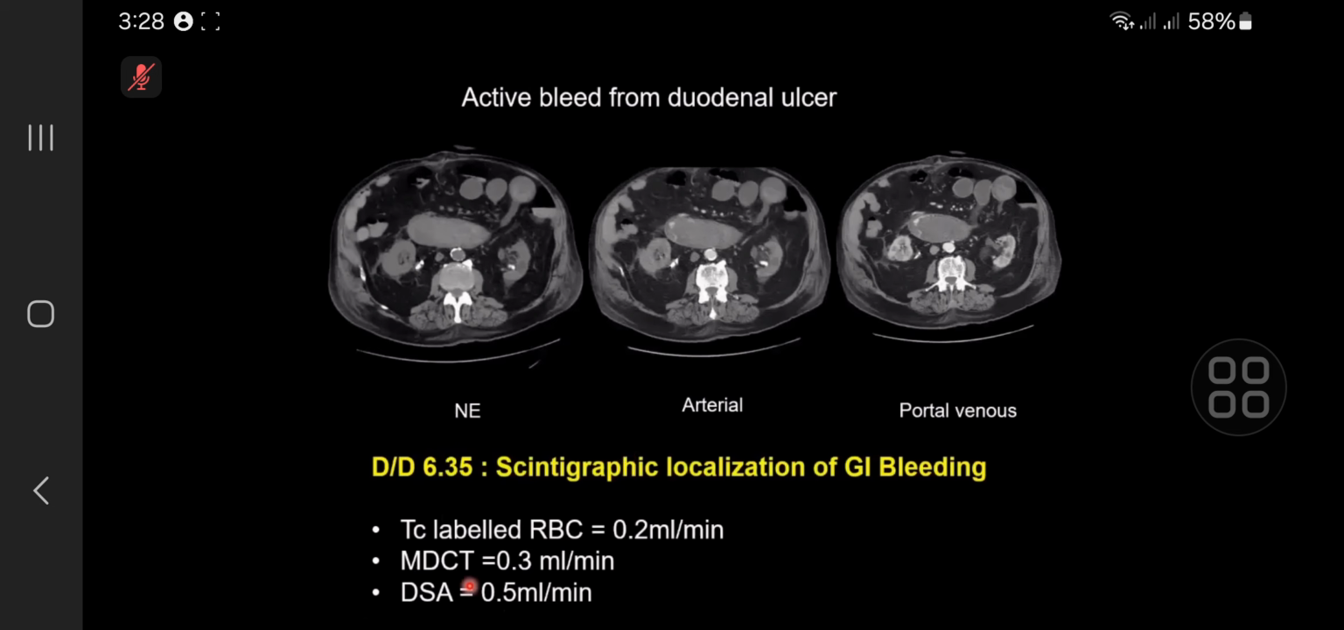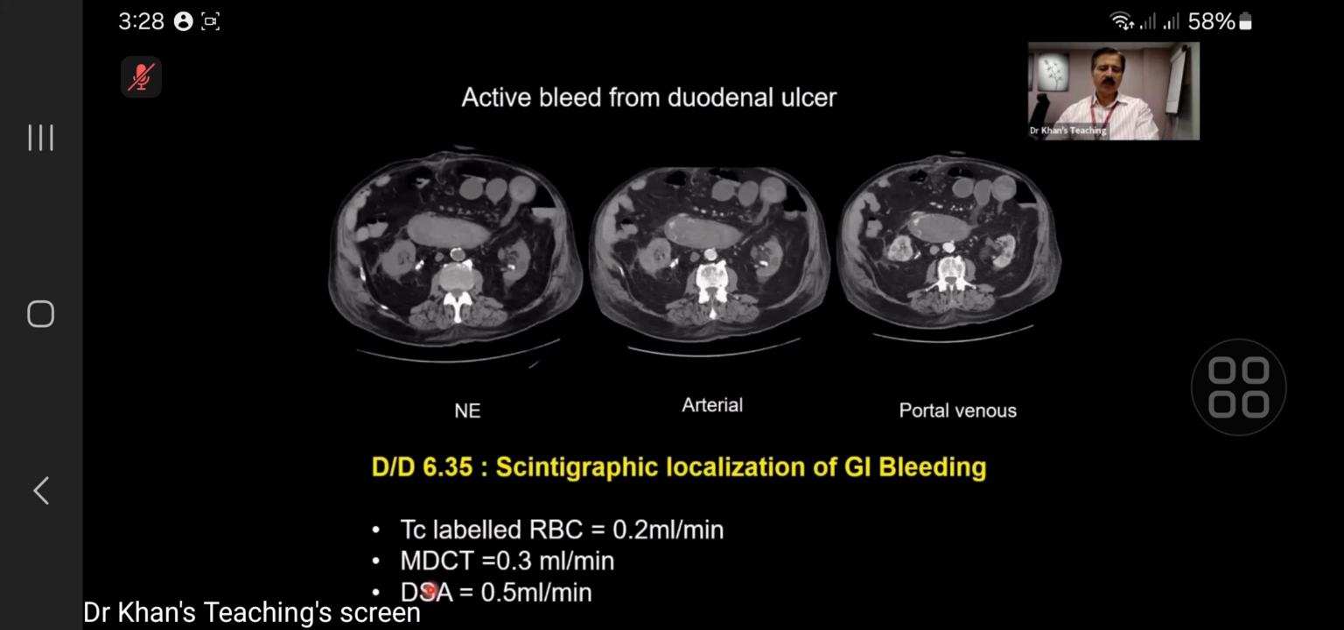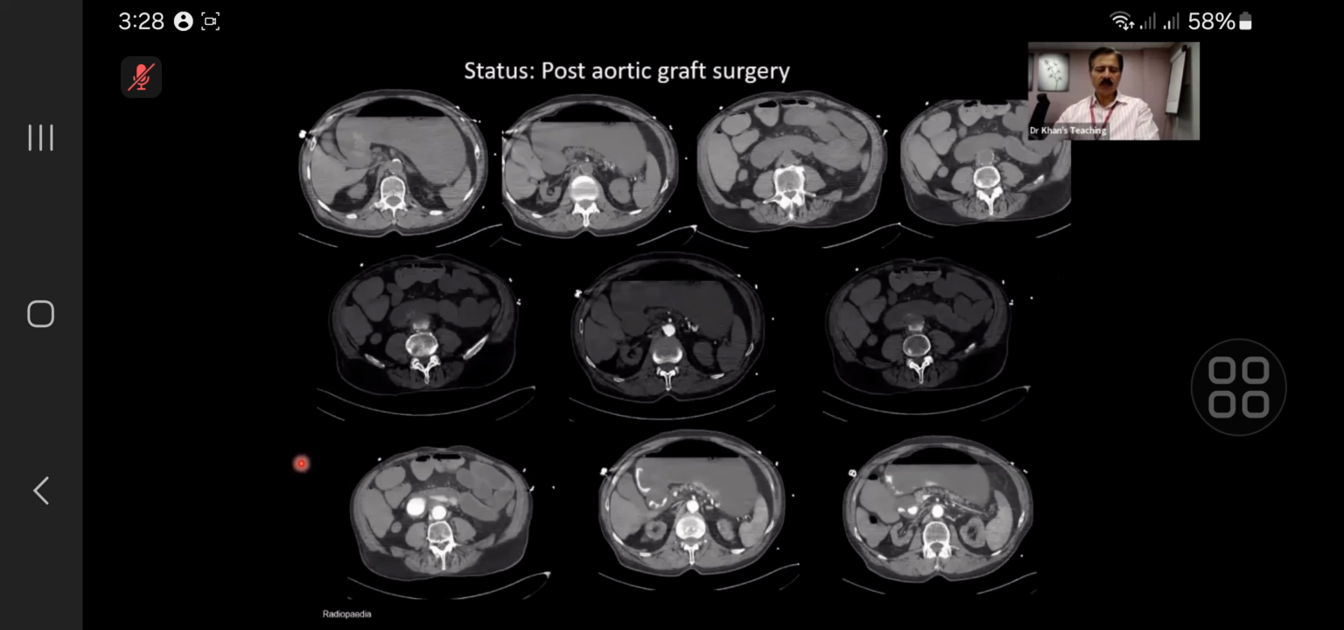Okay, this question has been asked in the exam. What I have written here is from the previous Chapman, and this has been asked: what is the capability of technetium-labelled RBC versus MDCT versus DSA of picking up bleeds. So this is why I mentioned it here. It's a sort of a viva question. Another similar film, because of time factor, I will tackle it myself.